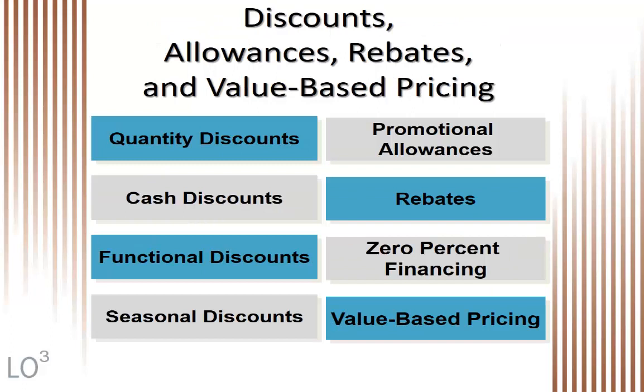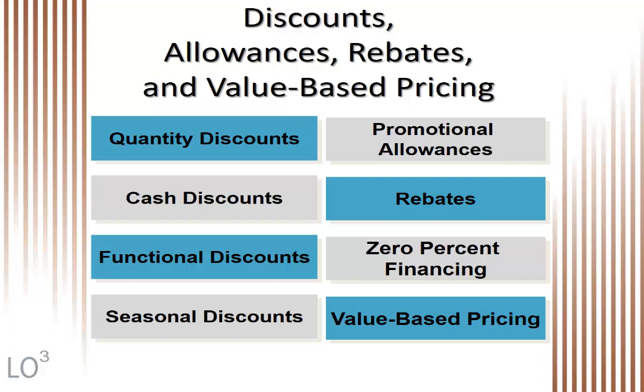A base price can be lowered through the use of discounts and the related tactics of allowances, rebates, low or 0% financing, and value-based pricing. Discounts are used to encourage customers to do what they would not ordinarily do, such as pay cash, take delivery out of season, or perform certain functions within a distribution channel.